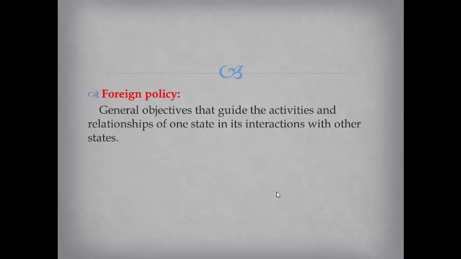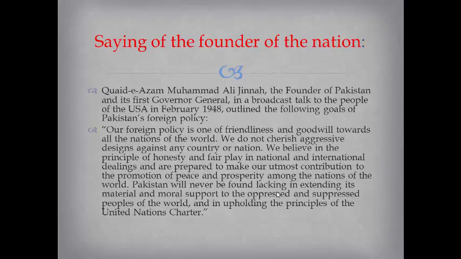with another state. So then, the founder of Pakistan and its first Governor General, in a broadcast talk to the people of the USA in February 1948, outlined the following goals of Pakistan's foreign policy: friendliness and goodwill towards all the nations of the world. We do not cherish aggressive designs against any country or nation. We believe in the principle of honesty and fair play in national and international dealings and are prepared to make our utmost contribution to the promotion of peace and prosperity among the nations of the world.